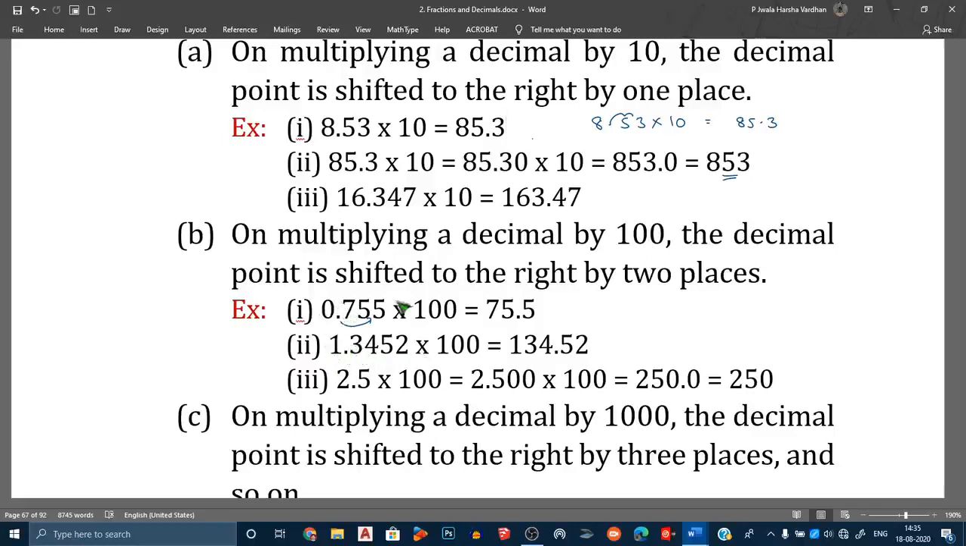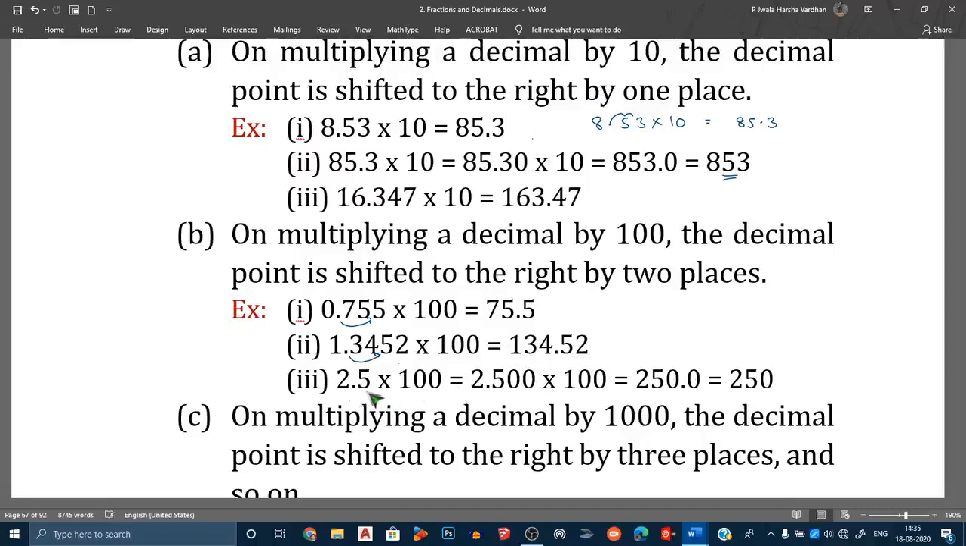Since here it is 0, you are omitting, but here you should write this 1. Now after shifting this to the right side, leaving two digits, this point will go to here. Now it will become 134.52.